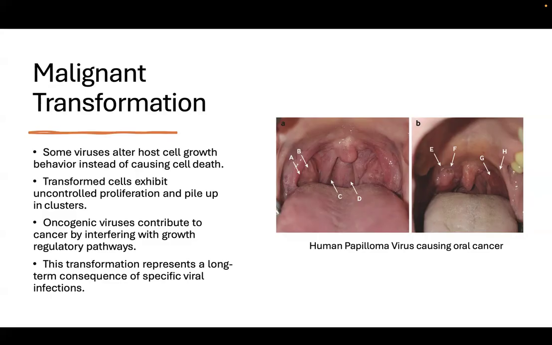So 99.9% of cervical cancers come from HPV. Penile cancer also comes from there, anal cancer, but also oral cancer. And you can see here, these are examples of what you see over here. This is a patient with oral cancer because they contracted the HPV virus. It's quite dangerous, this virus.